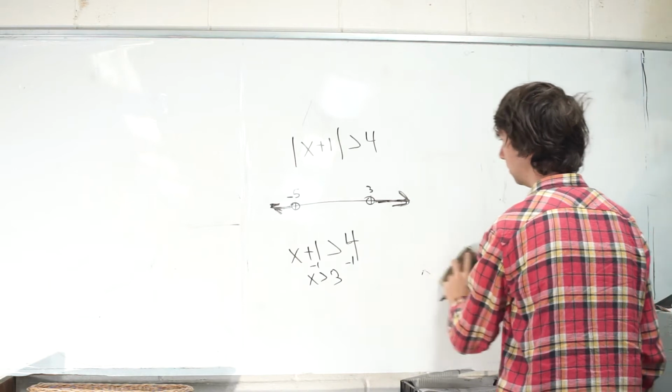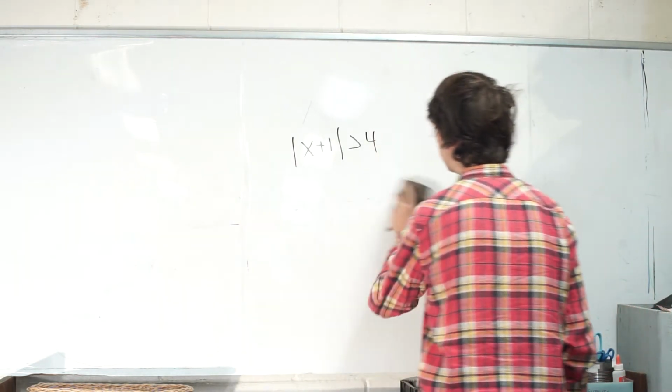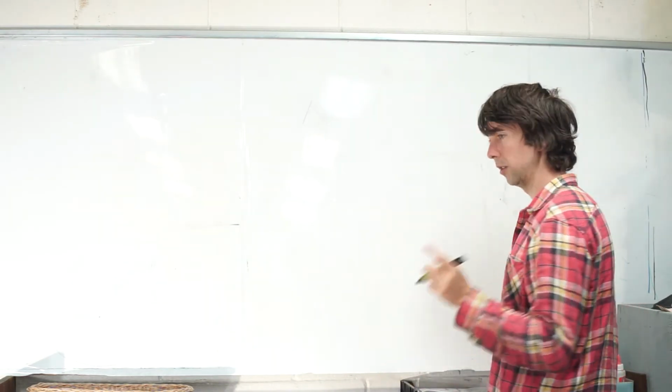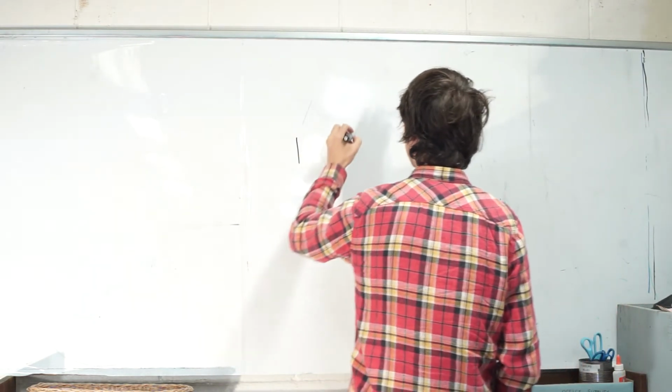Okay? So that is graphing absolute value inequalities in one variable. Now, that was a greater than. Let me show you how it works when you have a less than.